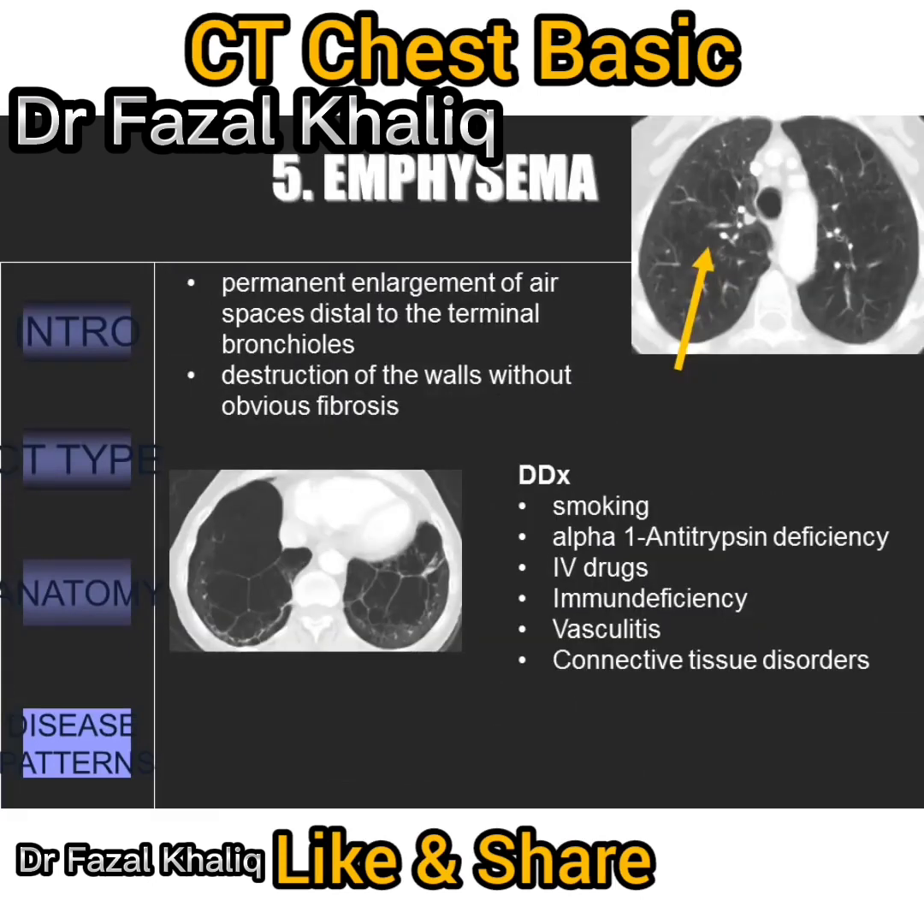Emphysema is the permanent enlargement of the air spaces distal to the terminal bronchioles and destruction of the walls without obvious fibrosis. The differential includes, well, number 1, smoking, number 2, alpha-1 antitrypsin deficiency, which is often seen in young patients at the lung bases, immunodeficiency syndromes like PCP and HIV, and connective tissue disorders like Marfan's or Ehlers-Danlos.